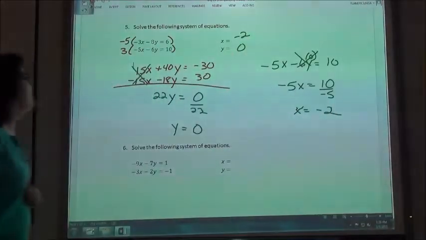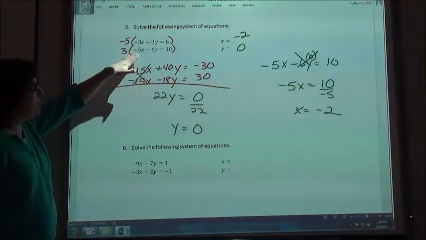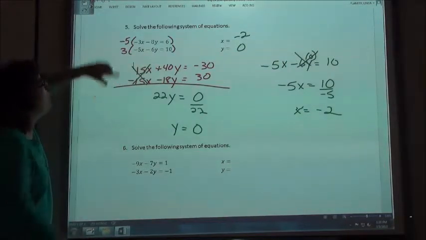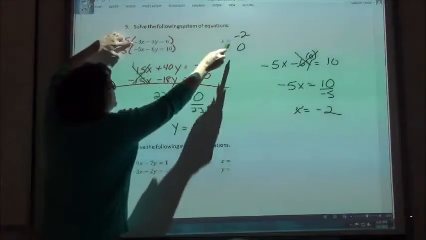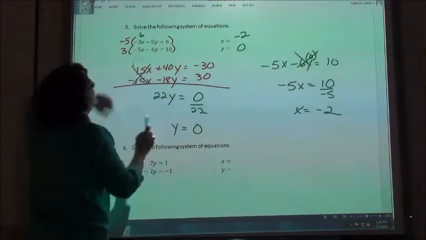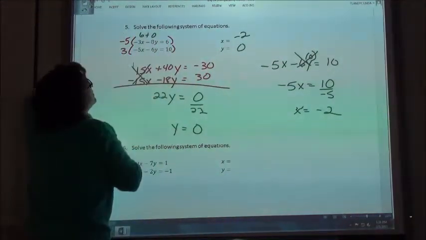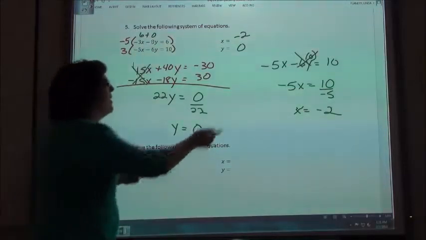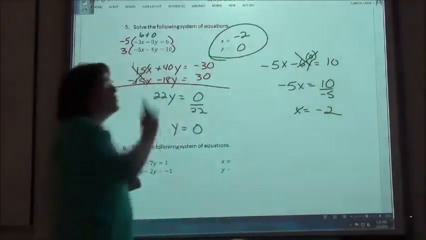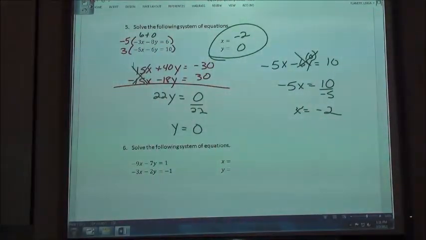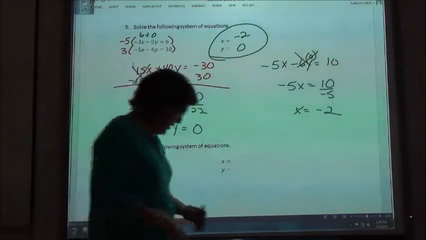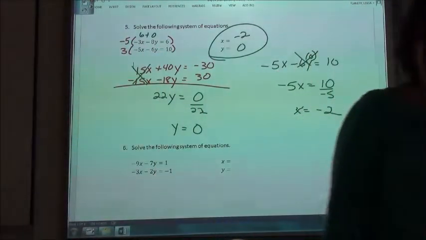negative 2. If I want to check that, since I used the bottom one over there, I need to use my top one. Negative 3 times negative 2 is a positive 6. Negative 8 times 0 is 0. 6 plus 0 is still 6. So those should be my answers.